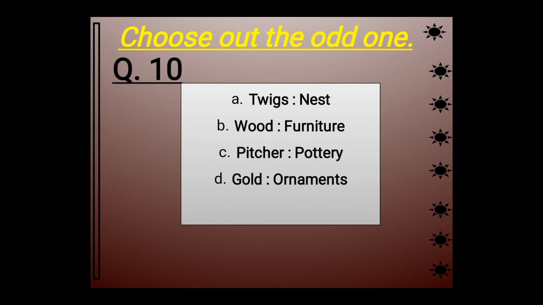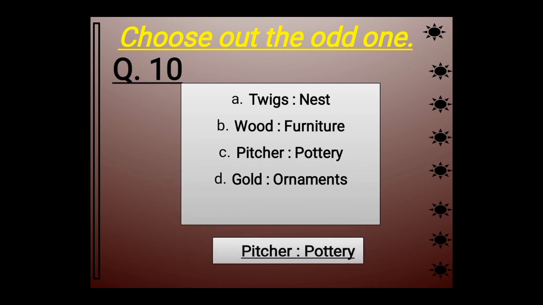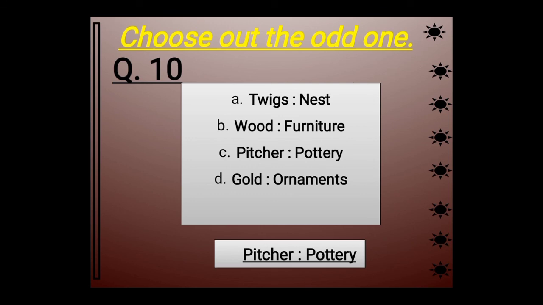Last question. In this question, the relevant object is formed from the first element, like nest from twigs, furniture from wood, ornaments from gold, but pottery is not made from pitcher. So, the odd man out of this question is pitcher pottery. Except pitcher pottery, in all other groups, first is the material used to make the second.